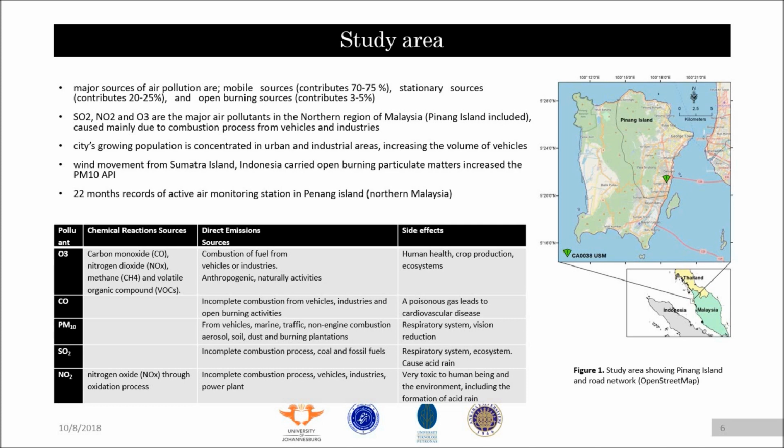The major sources of air pollution are mobile sources, which contribute almost 70%, stationary sources, and open burning sources. The SO2, NO2 and O3 in the study area are caused mainly by combustion processes from the vehicles and the industries. The city is growing, and the population is growing very fast and is concentrated in the urban industrial areas, which as a result increases the volume of vehicles. Wind movement from Sumatra Island carries open burning particulate matter, which increases the API as well.